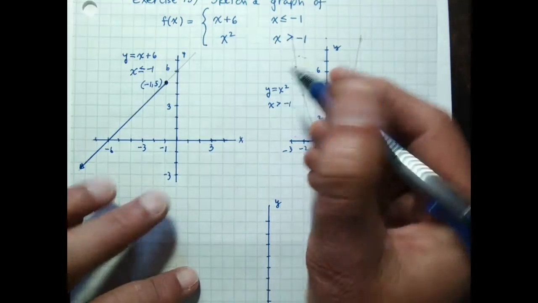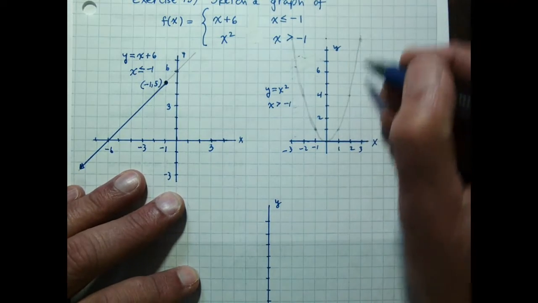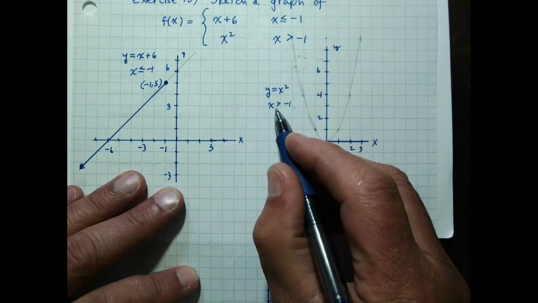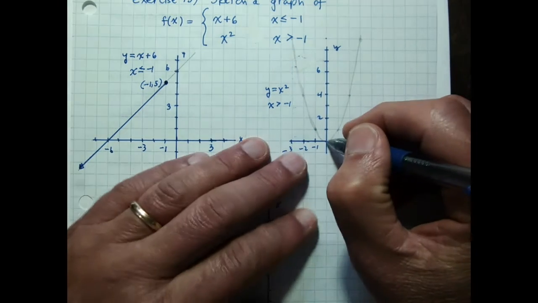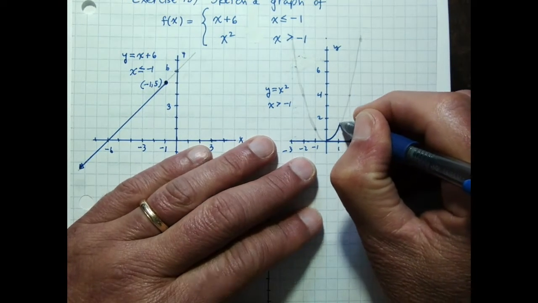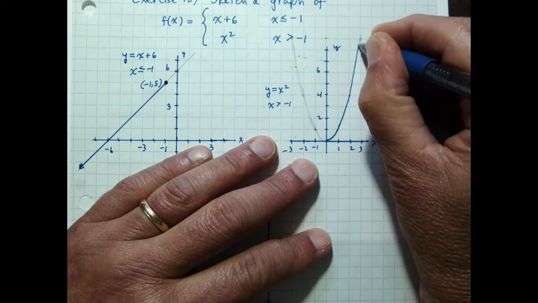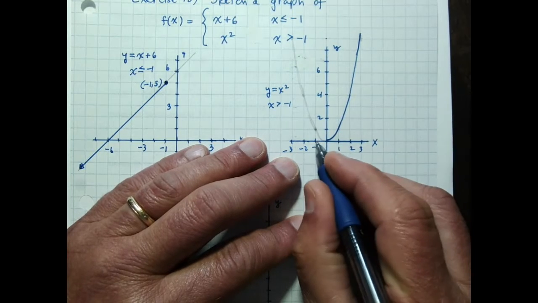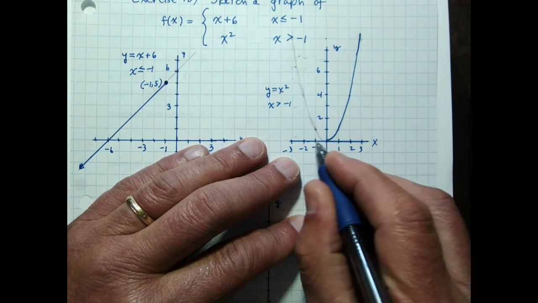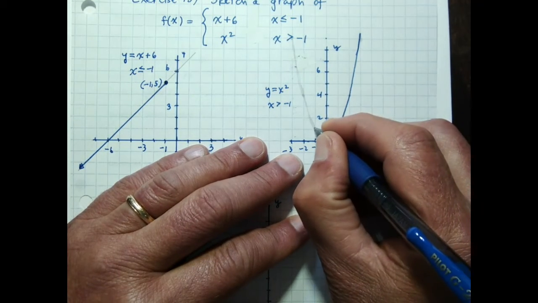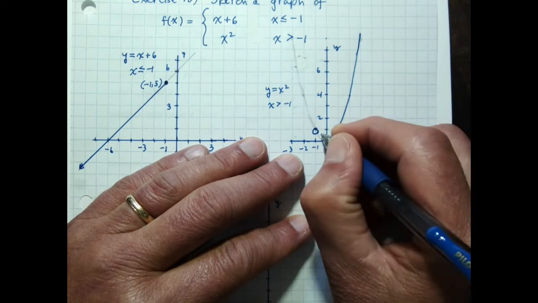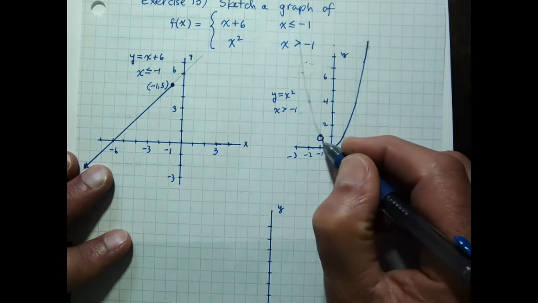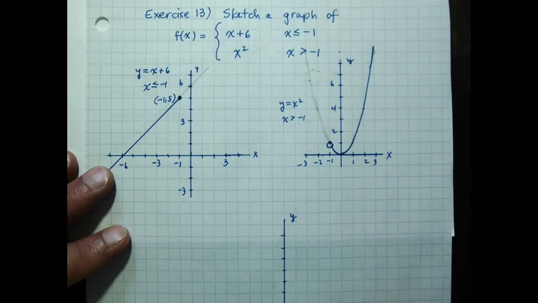So here's, again in pencil, y equals x squared that we're familiar with. But I only want to work with the portion of that greater than negative 1. So certainly this right-hand side. Now I also want the portion between negative 1 and 0. So I'm going to put an open circle at negative 1 and draw the graph to the right of that.